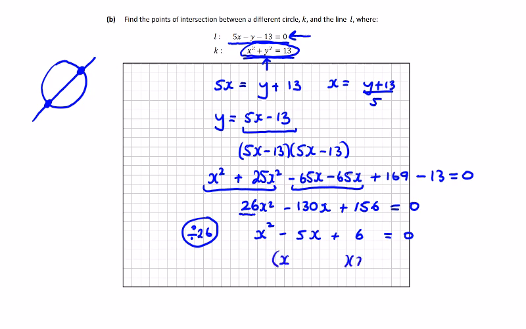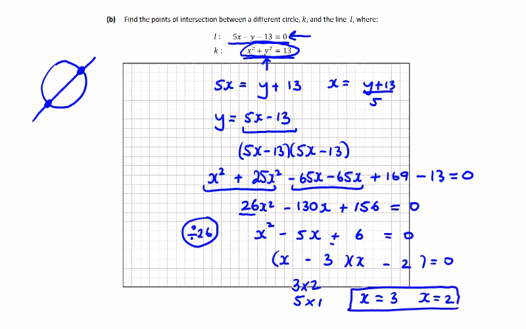x by x is x squared. 3 by 2 is 6, or 5 by 1 is 6. We can get to the answer pretty quick. We want minus 5x and plus 6x, so they both have to be minuses. So it's going to have to be a minus 3 and a minus 2. x squared minus 2x minus 3x plus 6. So my solutions are x is equal to 3 and x is equal to 2.